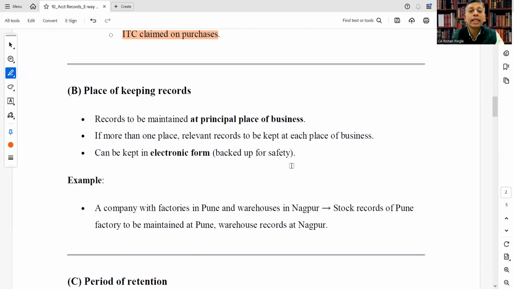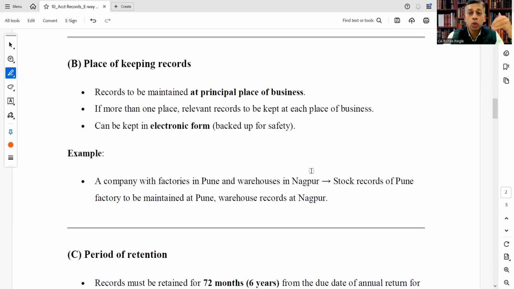Now let's move to the place of keeping records. Once we know what books or records need to be kept and maintained, then we need to know where they are to be stored. Records are to be maintained at the principal place of business. It is mandatory to keep all these records and books at the principal place of business and nowhere else.